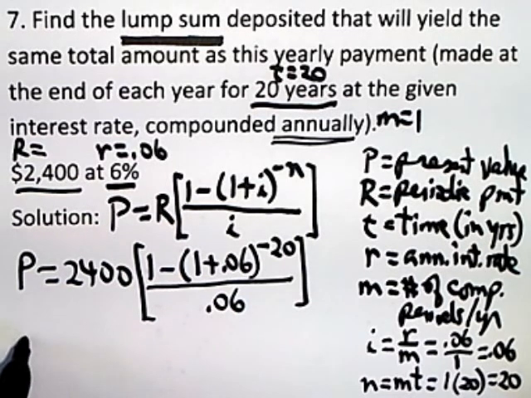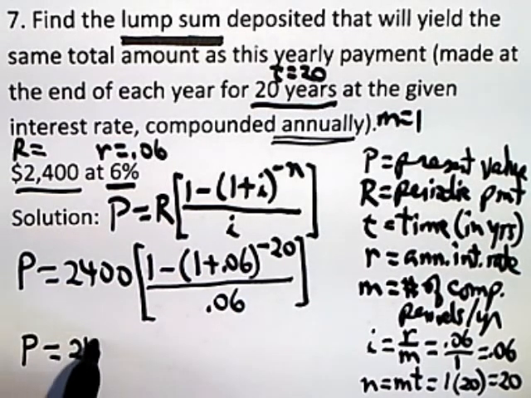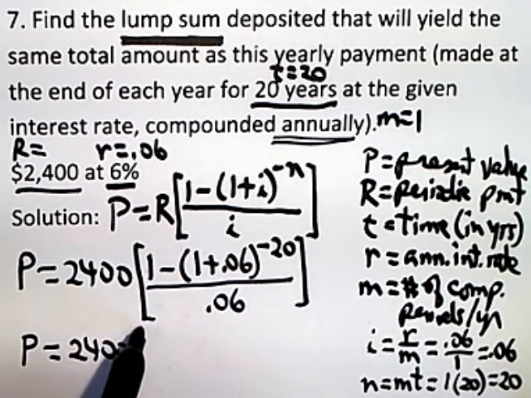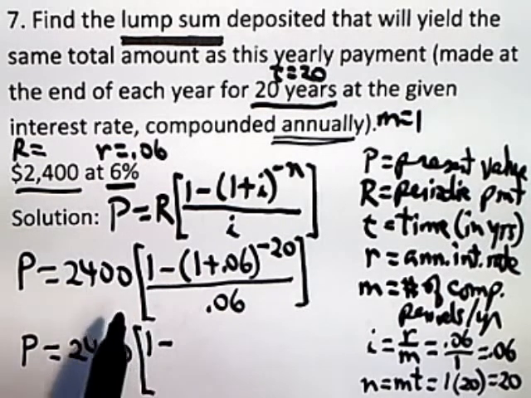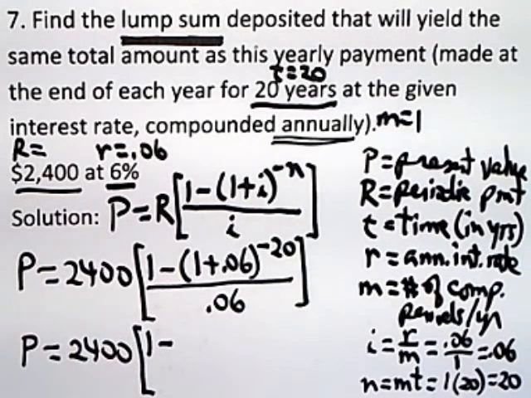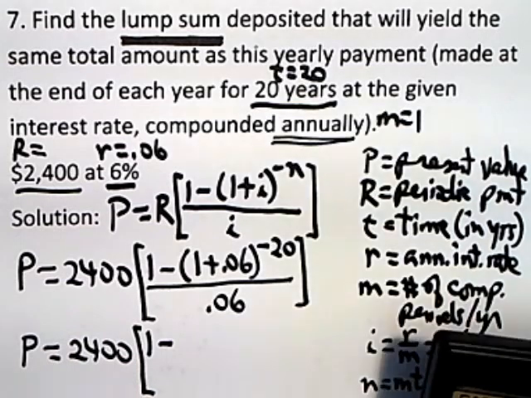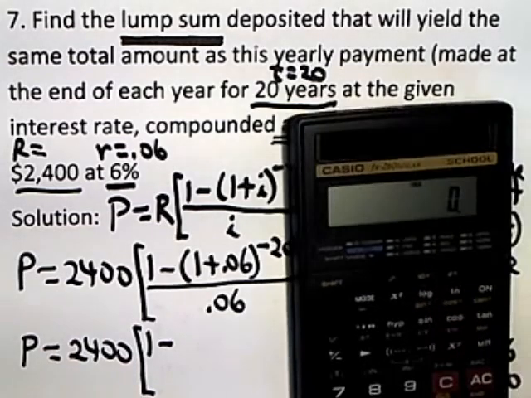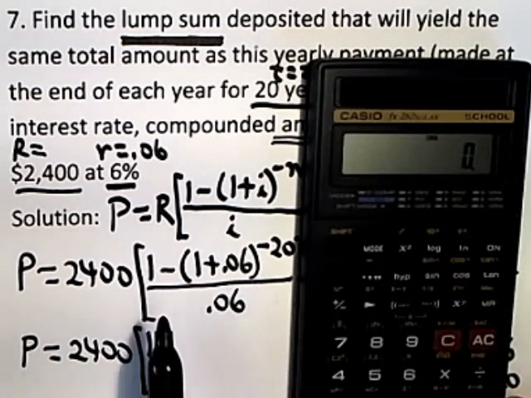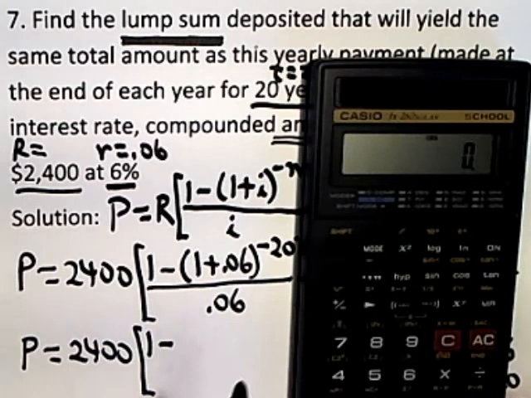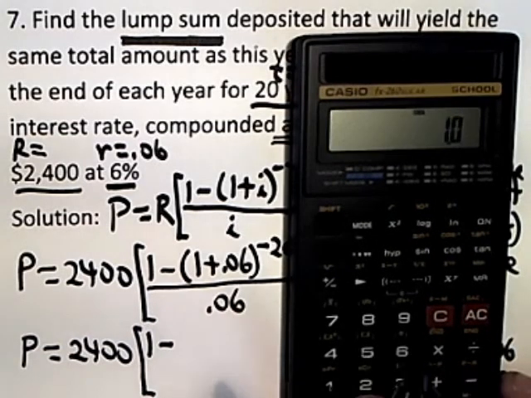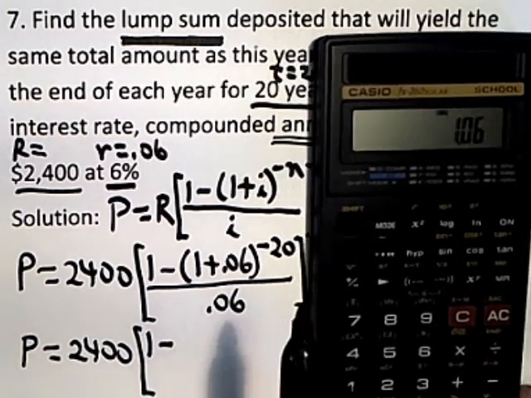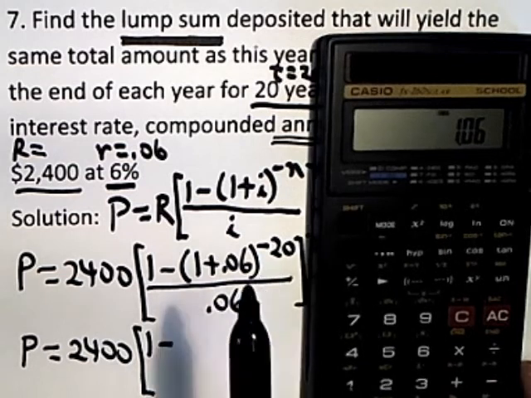Now it's just a matter of being careful. So the present value is 2,400 times. Now, as I've said many times, you can leave a lot of this in your calculator, but I'm going to write down some intermediate steps in case you need to go back and check your work for a mistake. So what I'm going to do now is attempt to take this 1 plus 0.06, which I know is 1.06, I can do that in my head, and raise it to the negative 20 power.